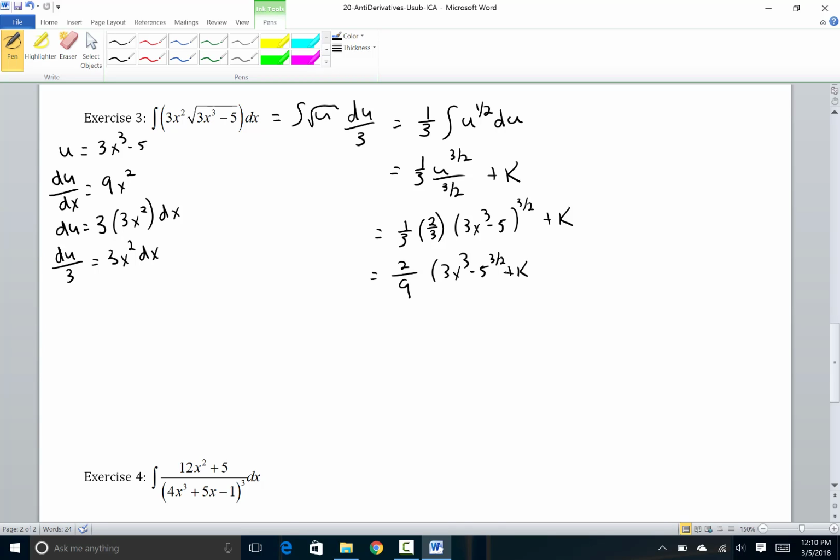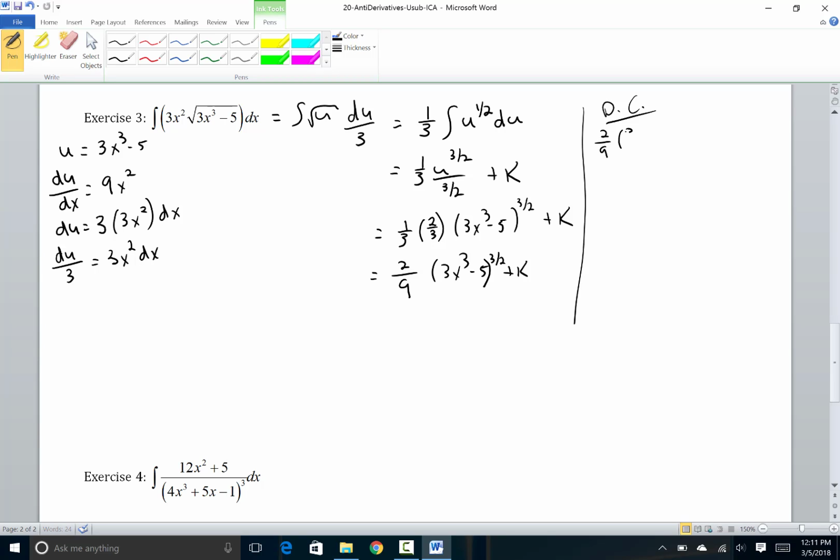Oops, I forgot a parentheses. Where does it go? After the 5, before the exponent. There we go. So let's do our double checking here and make sure that we got it right, because we don't want to be wrong. Okay, so the 2/9 is the coefficient.